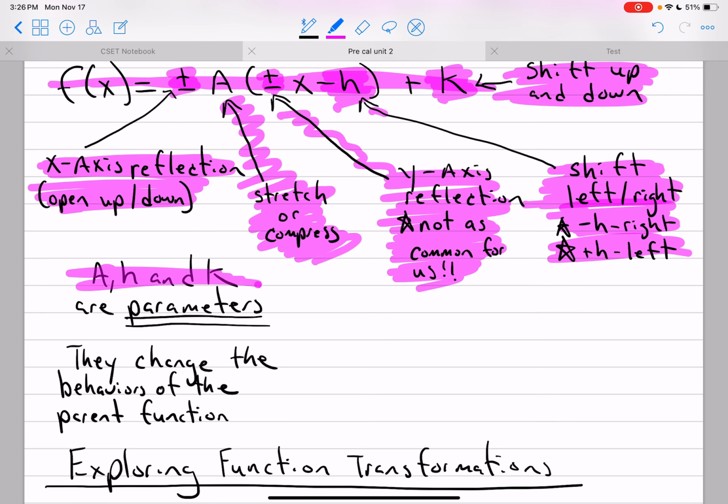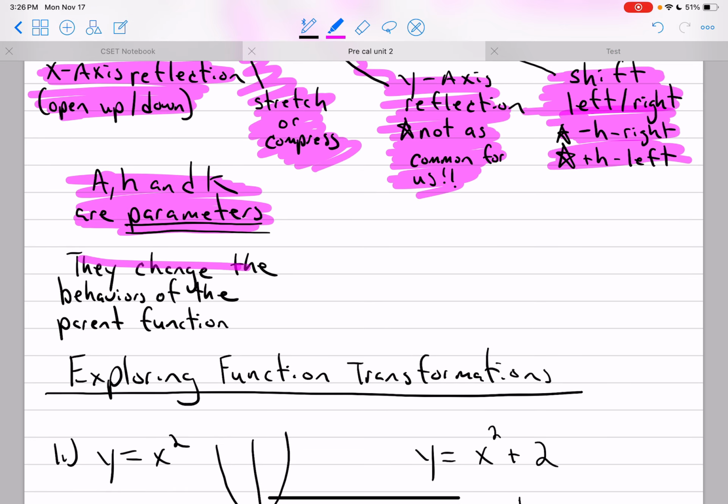A, H, and K are called parameters. I'm going to be asking you a lot of times, like, what kind of shift is that? Is that an A, an H, or a K, right? So you're going to need to know that. They're called parameters because they change the behaviors of the parent function.